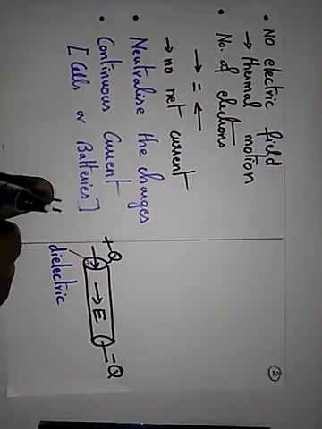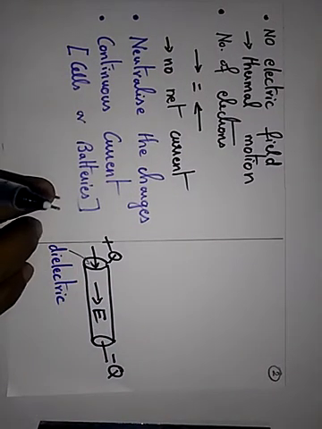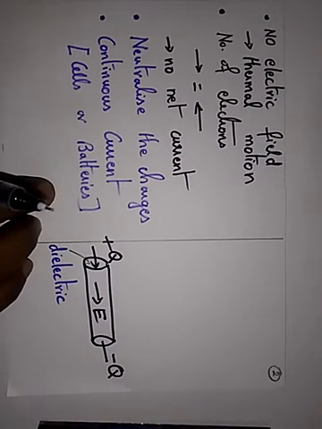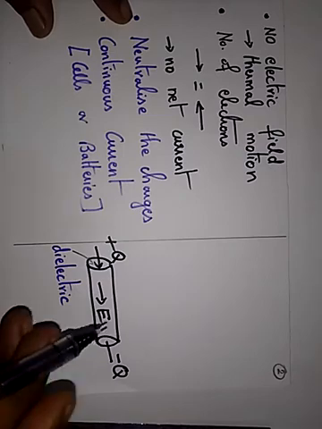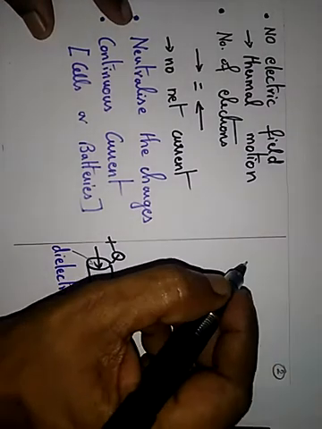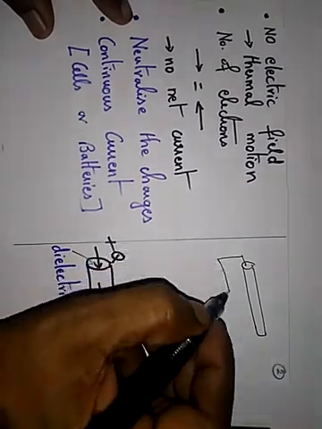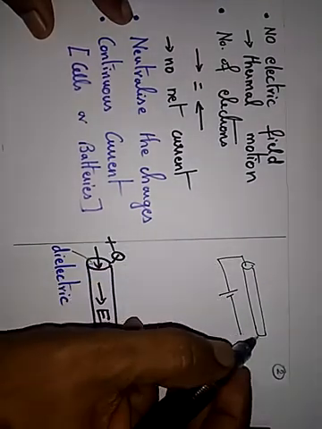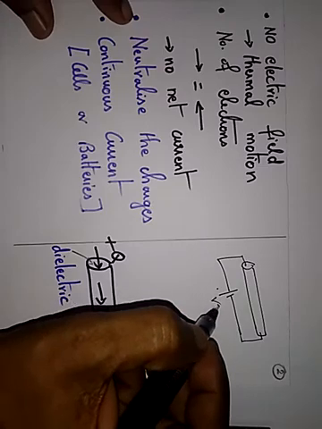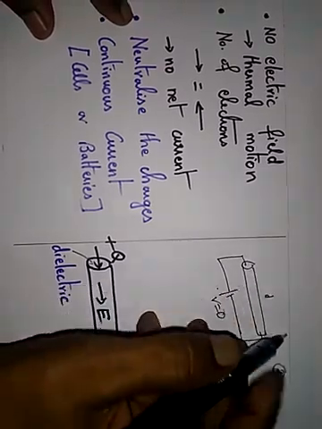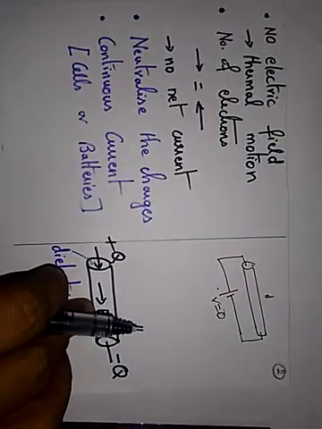Now we are going to discuss what happens when the electric field is not applied to the conductor. Suppose this is a conductor, and you have not given any electric field. That means the voltage across the conductor is 0, V equal to 0, and you have some distance here. So in this case, there is no electric field.